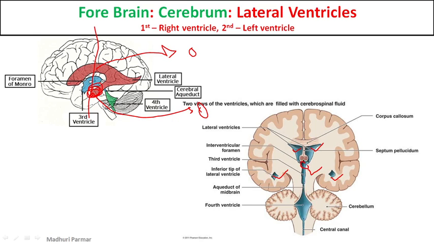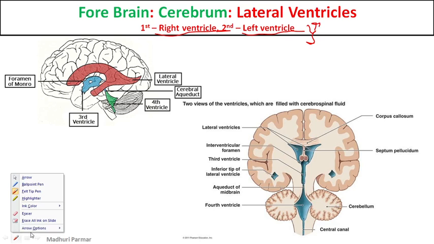That hole or that space through which lateral ventricles are connected to the third ventricle is known as foramen of Monro. Chalo. Enough about that. I think that this much is enough for the cerebrum. What you have to remember is the first ventricle is on the right. Okay. So right ventricle is called first ventricle. Left ventricle is called second ventricle. And together they are both known as lateral ventricles. Clear? Fine. Chalo. Moving ahead.